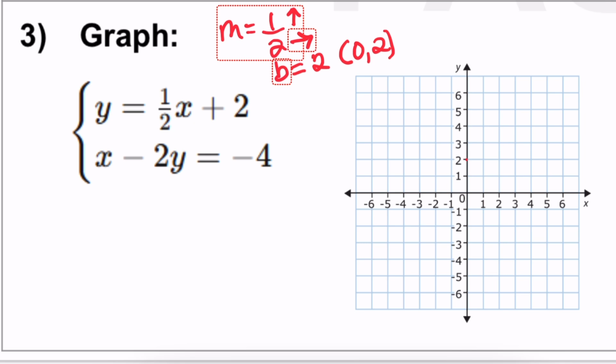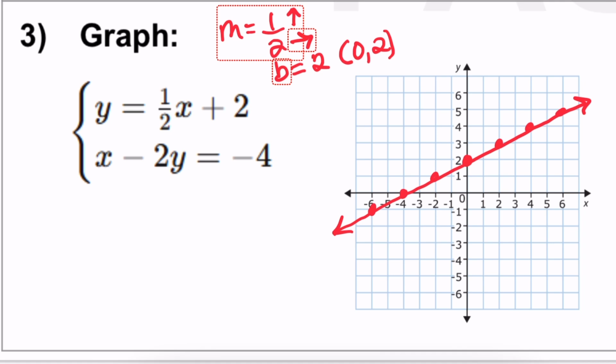I start with 0, 2, put a dot. And then it says go up 1 to the right 2, up 1 to the right 2, up 1 to the right 2. I can reverse it. I can go down 1 to the left 2, and keep going. I can draw my line for this equation. Now let's work on the second equation.